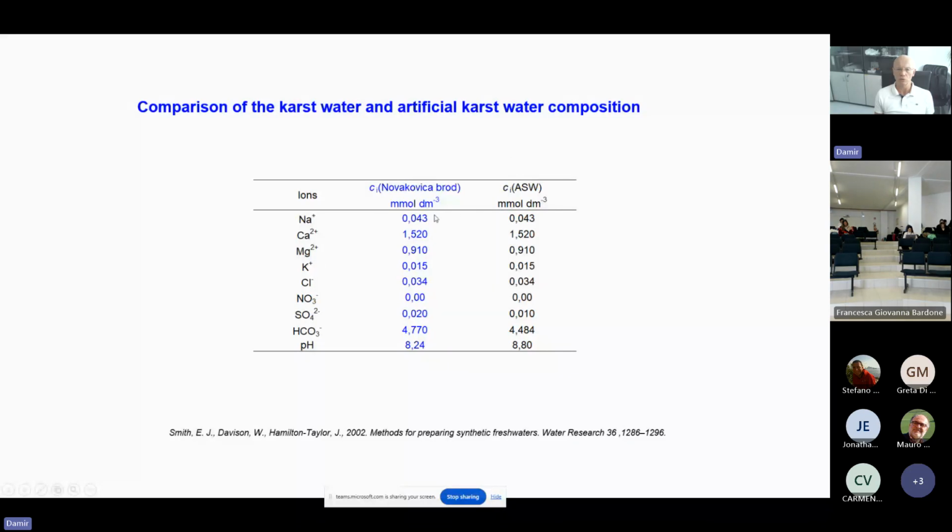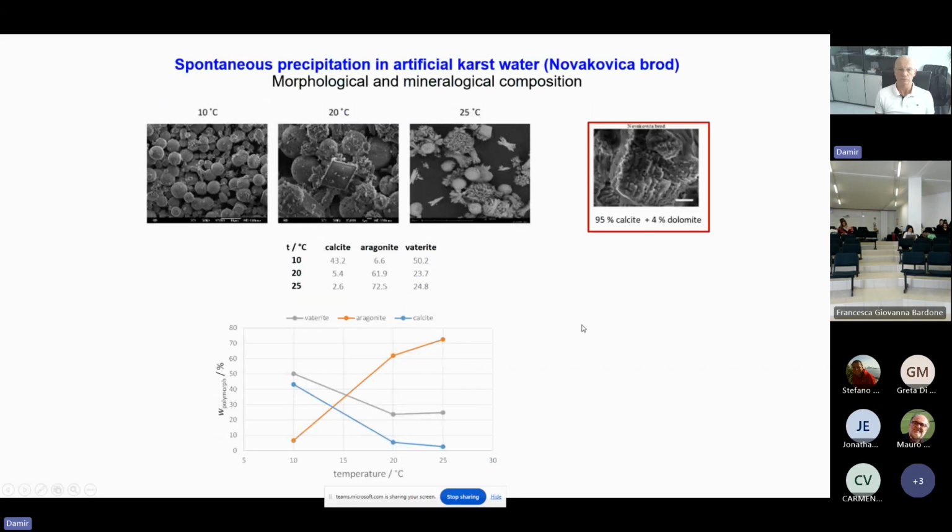It can be seen that the sodium concentration is identical; calcium, magnesium, potassium, chloride, and nitrate are a bit higher in the natural water of Novakovic Brod than in the artificial seawater. The bicarbonate concentration is similar, though it couldn't be identical, since it changes from time to time. The pH of our experiments was also similar. It is a bit higher in our system because we have to initiate the precipitation by increasing the pH.